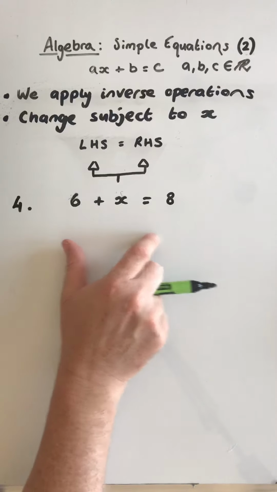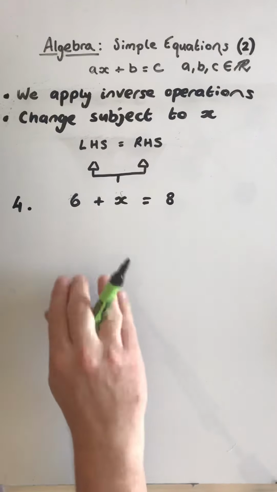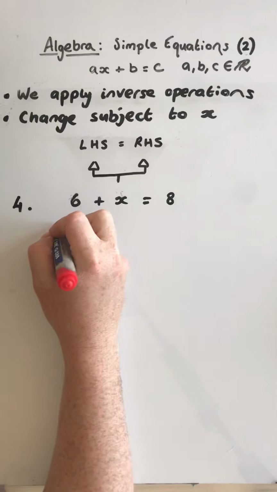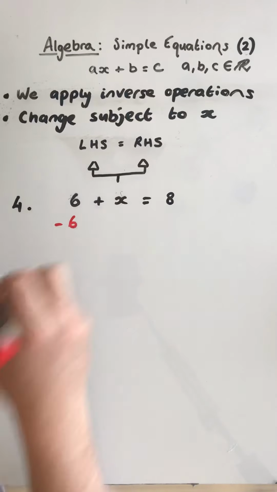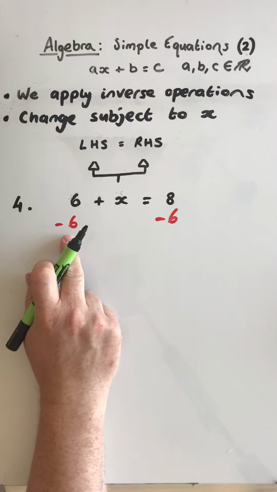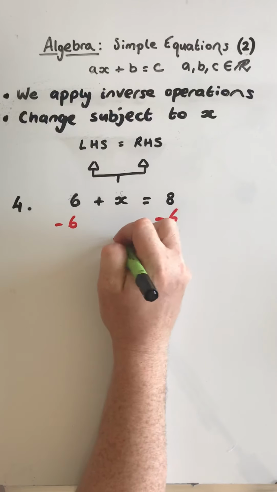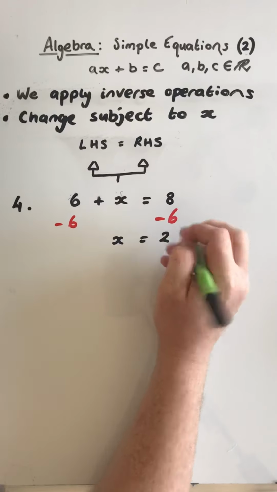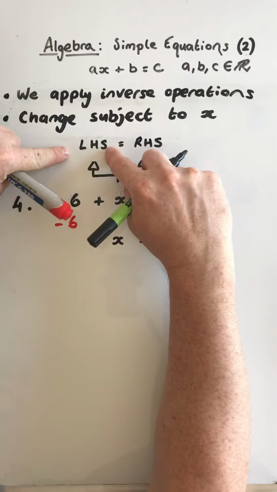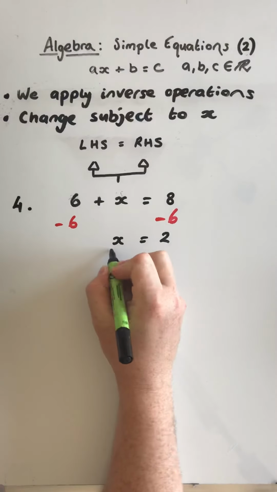Let me just take you through a further example and go into this a wee bit deeper. So 6 plus x is equal to 8. We've got positive 6, the inverse operation of positive 6 is minus 6 to keep it balanced. We do the same to both sides. We are applying the inverse operation. So x is equal to 2. We are applying the inverse operation to keep the equation balanced. The left hand side must equal the right hand side.